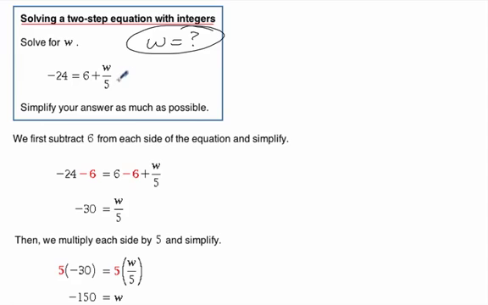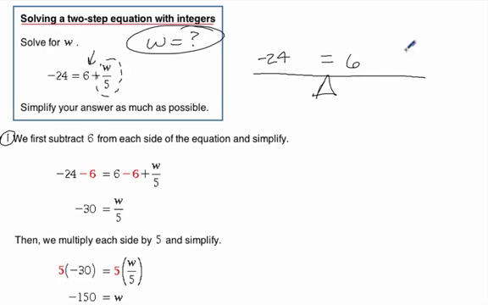Always keep in mind that the first step is to get the w part of the equation all by itself. So we want to get this w over 5 all by itself. What that means is, of course, we want to get rid of this 6. So we could think of a balance beam, a teeter-totter, right? And the equal sign is the balance point. Over here we have a negative 24. Over here we have a 6. And we have a w over 5.